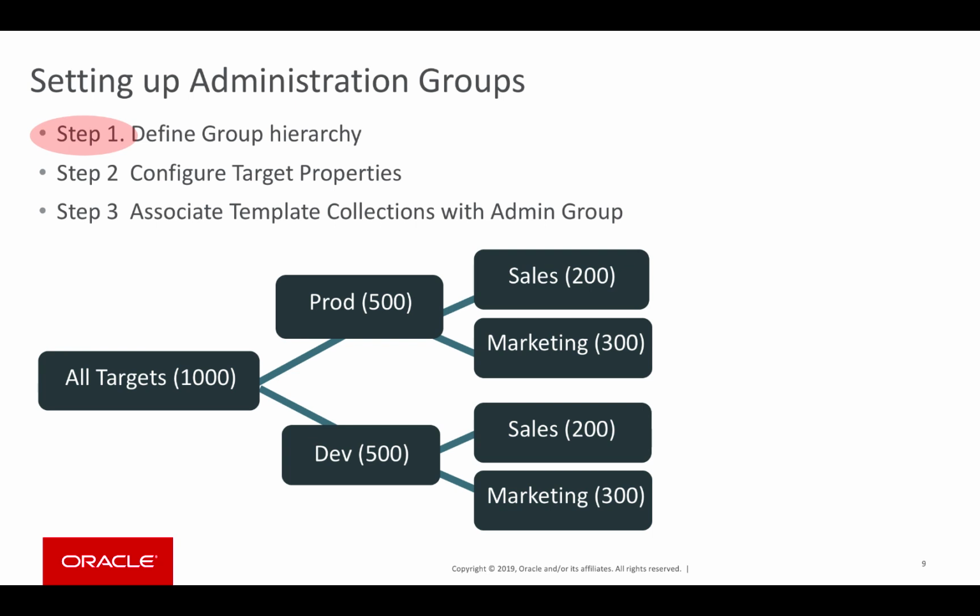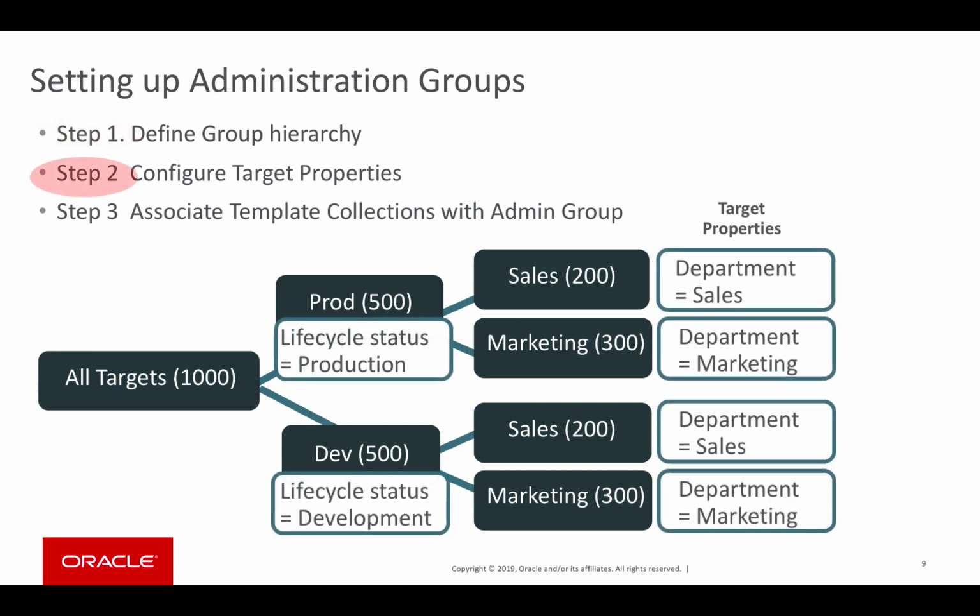That creates 4 different leaf nodes showing at the right-hand side of the screen: production sales, production marketing, dev sales, and dev marketing. But technically, how can the group hierarchy be defined in an admin group? For this, we use target properties. So the next step here is to define the target properties for each node in admin groups.